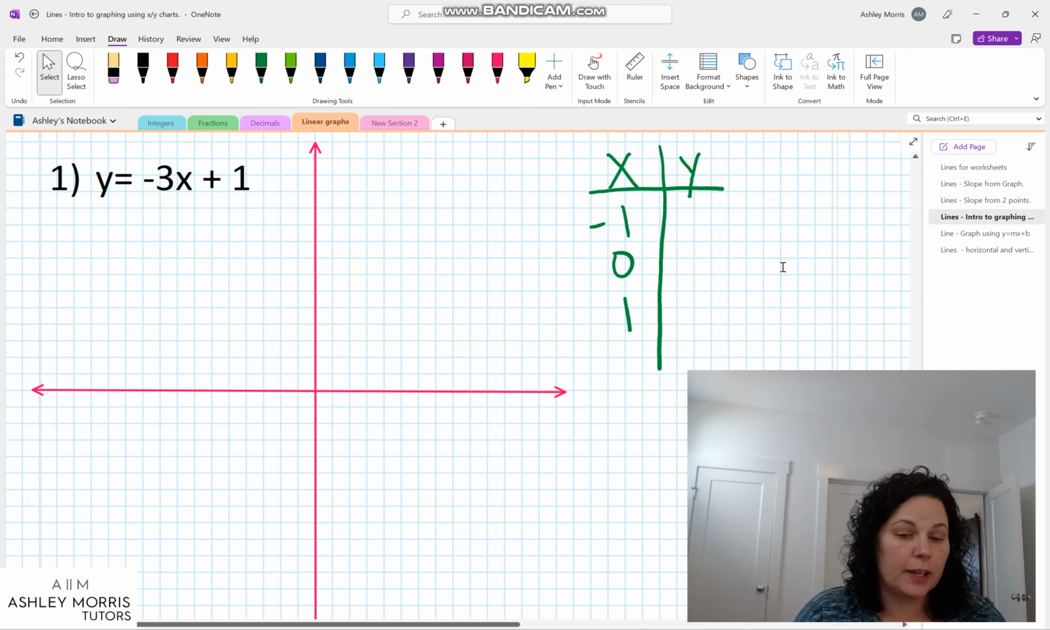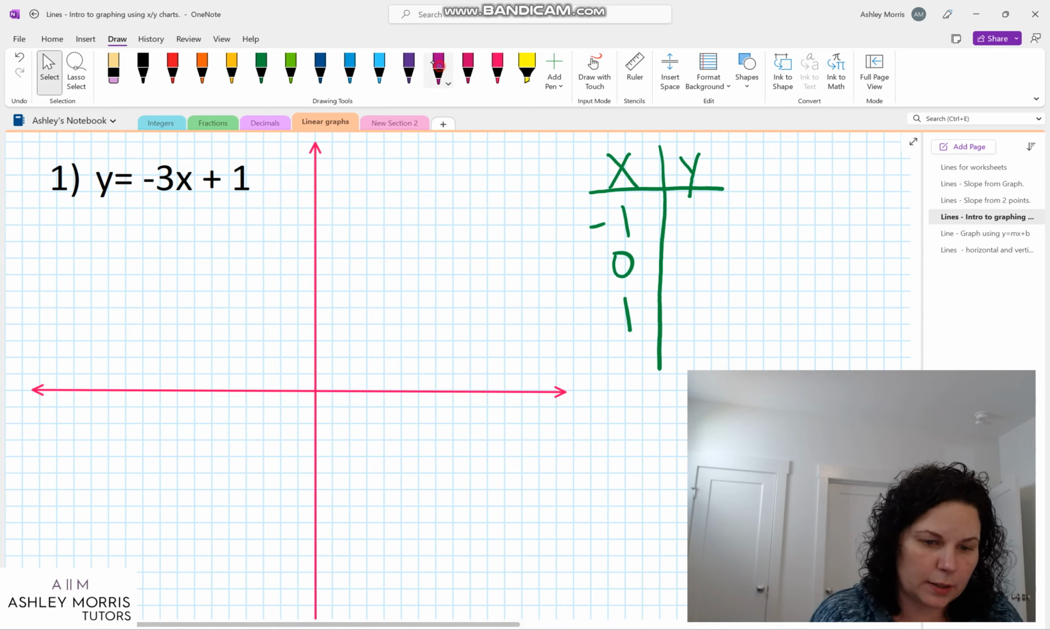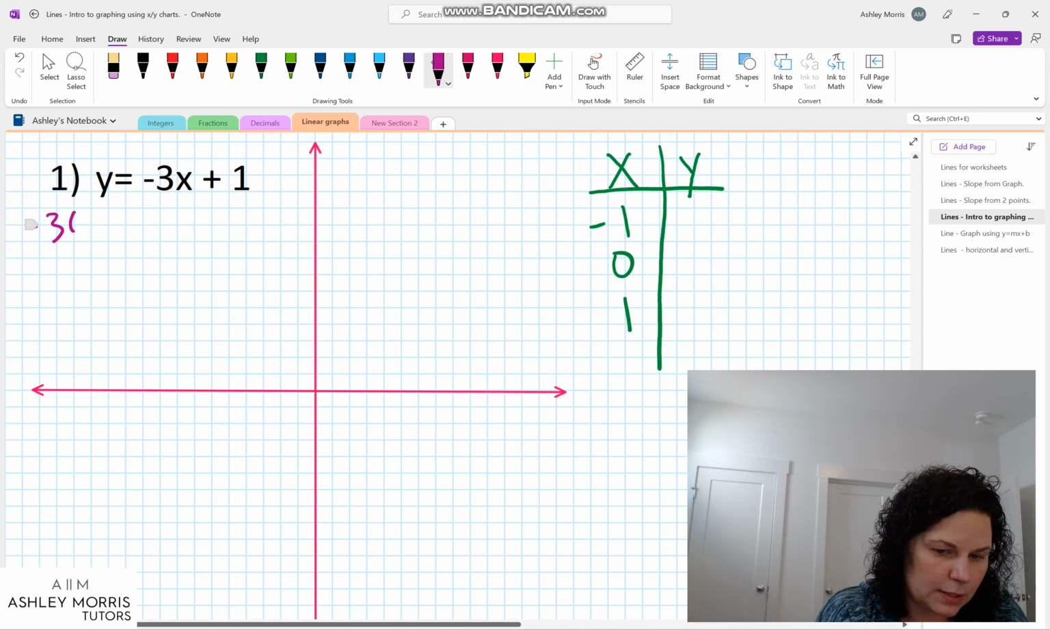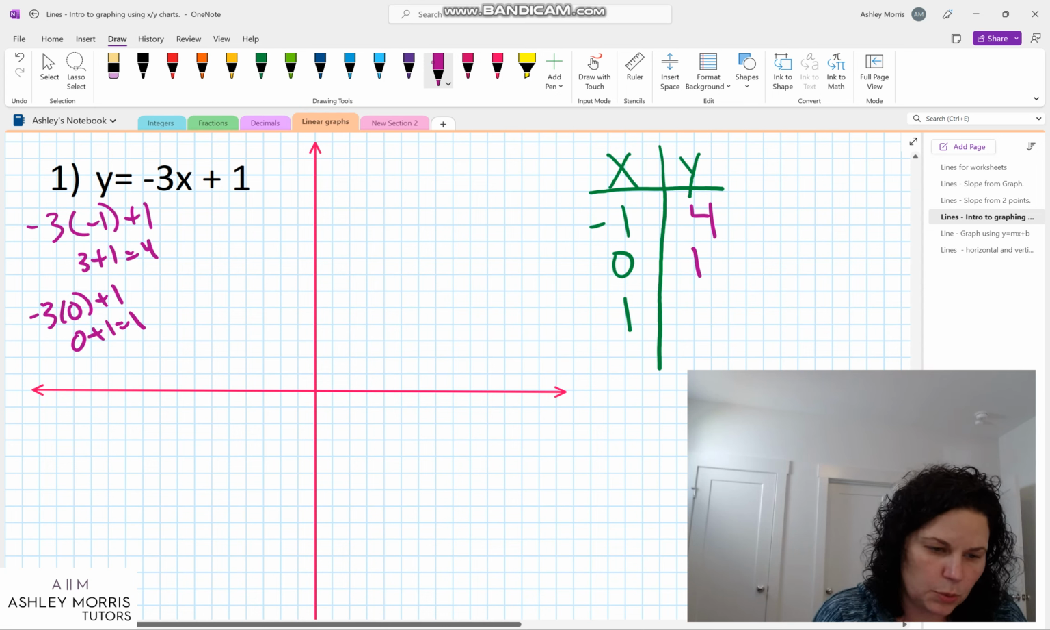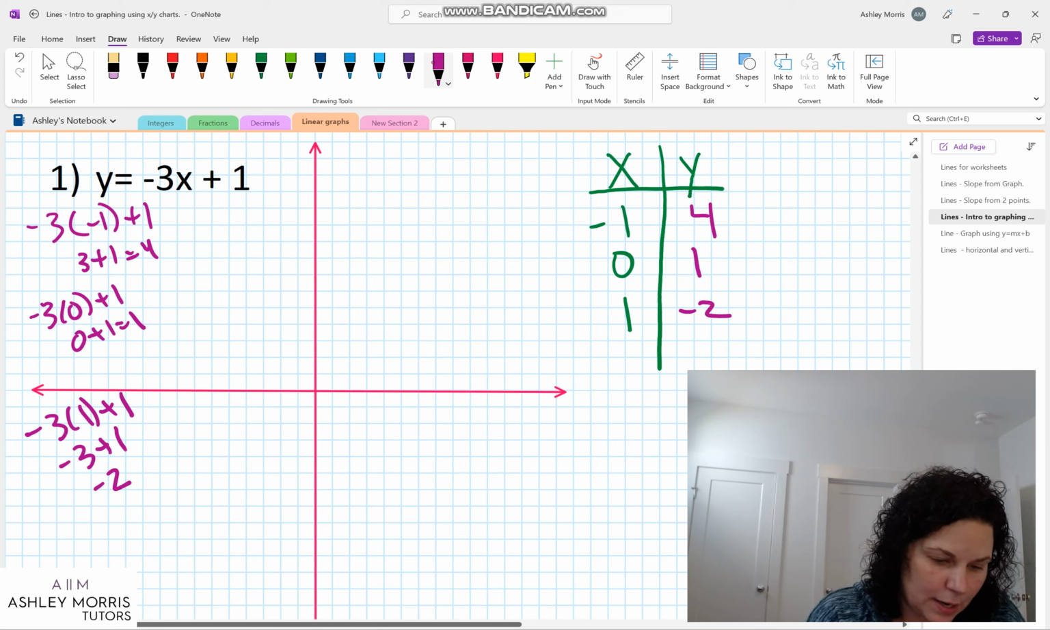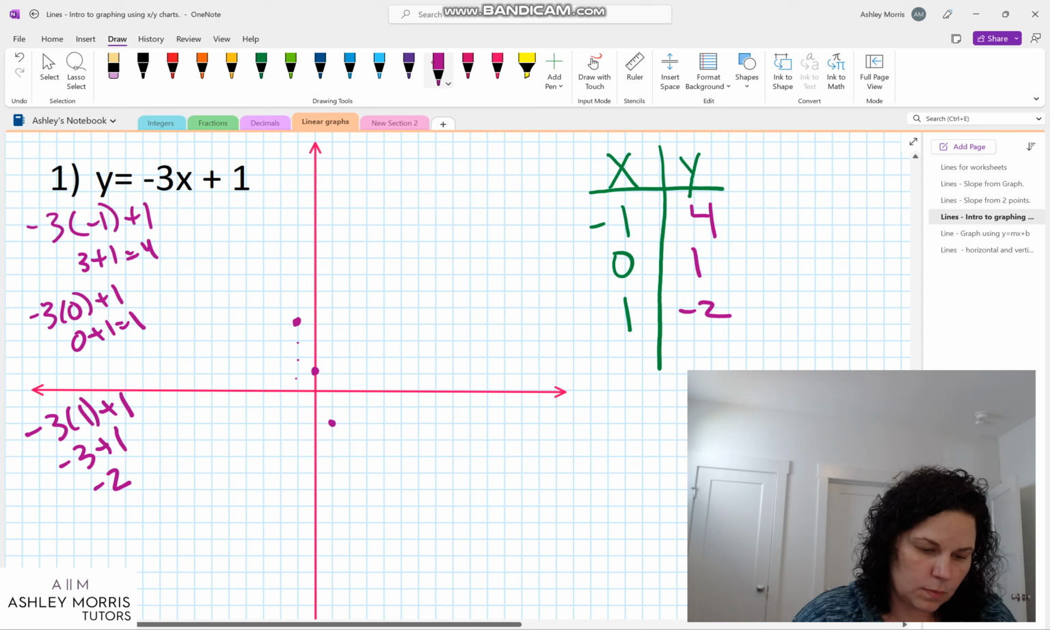Alrighty, so we're going to plug in our numbers. Negative 3 times negative 1 plus 1 is 3 plus 1, which is 4. Plug in 0. Negative 3 times 0 plus 1 is 0 plus 1, which is 1. Negative 3 times 1 plus 1 is negative 3 plus 1, which is negative 2. And let's graph. Negative 1, positive 4. 0, 1. 1, negative 2.